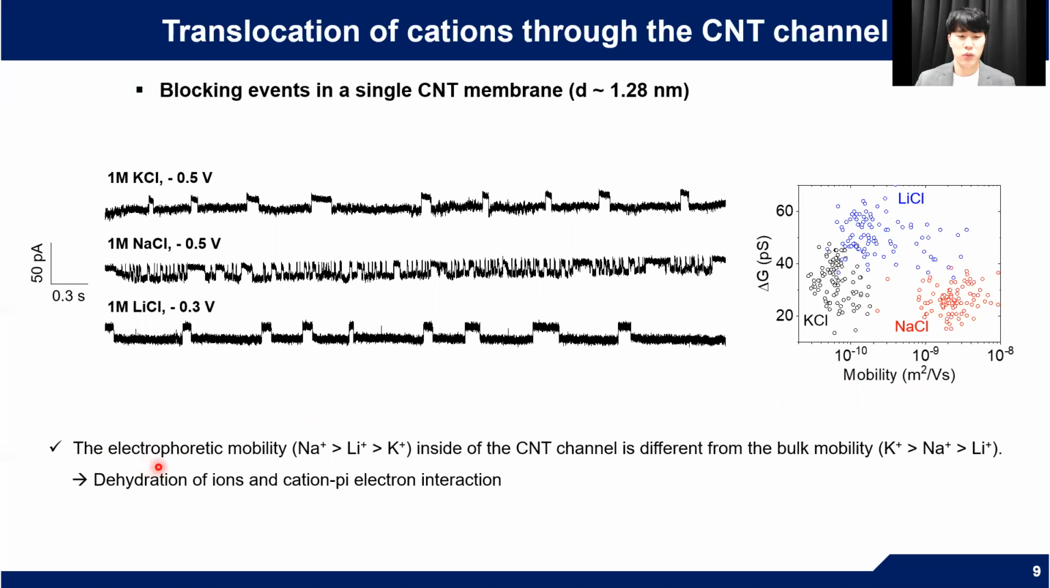Interestingly, the electrophoretic mobilities inside of the CNT channel are different from the bulk mobilities. It might be due to the dehydration of ions and cation-pi interaction at the CNT wall. However, theoretical calculation should be performed to understand the exact mechanism of ion transport.